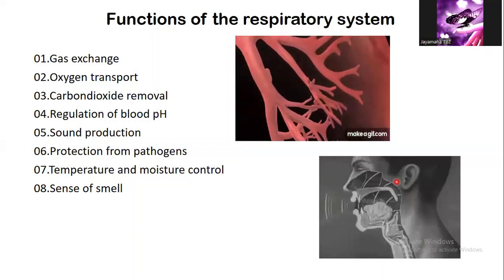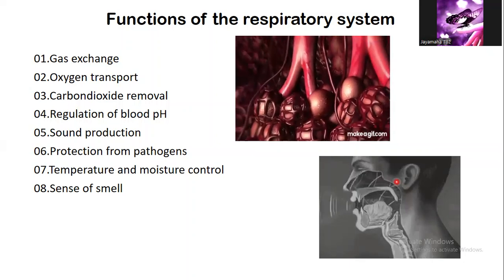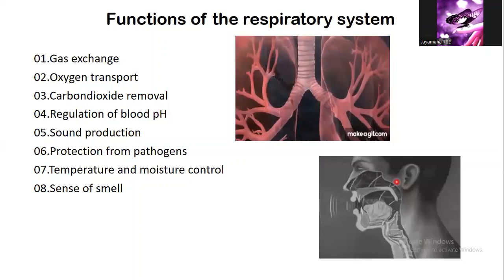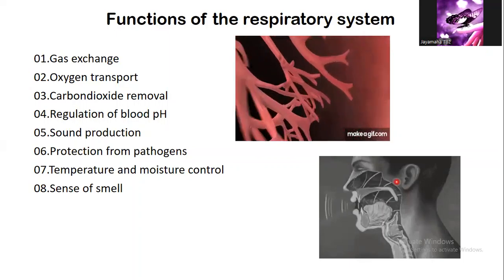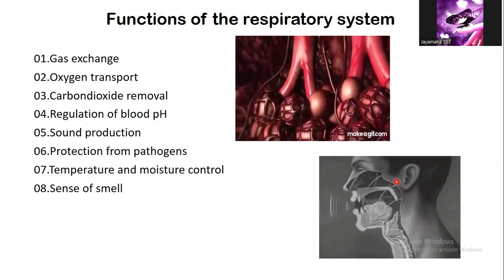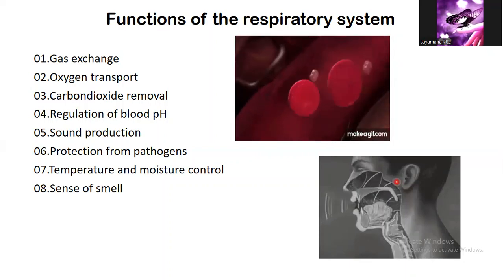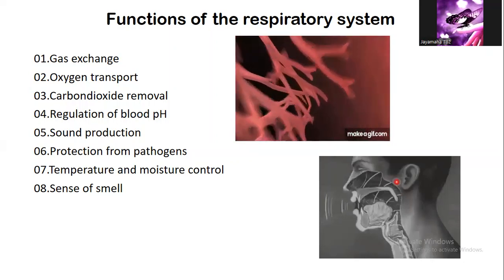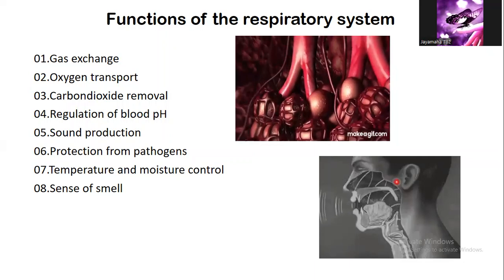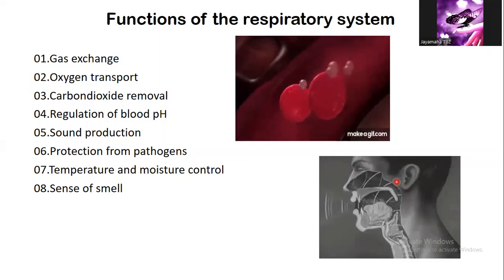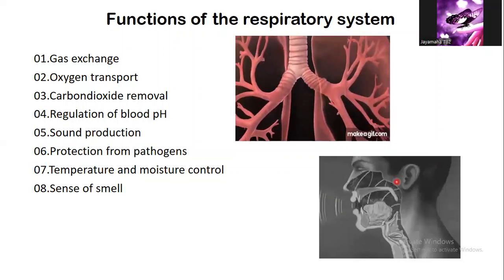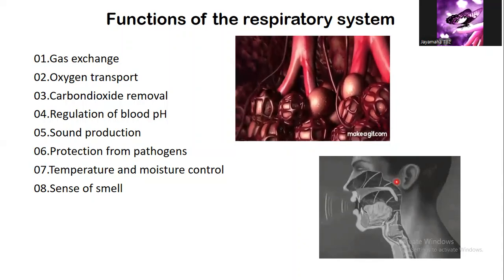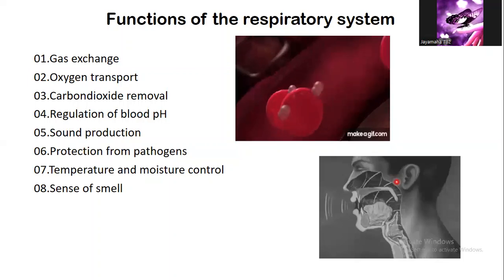The other one is the carbon dioxide removal. It means it expels carbon dioxide as a product of metabolism, preventing toxic buildup. The other one is the regulation of blood pH. By controlling the carbon dioxide levels, the respiratory system helps maintain the acid-base balance in the body. The fifth one is sound production, or phonation. The larynx, the voice box, is responsible for enabling speech and vocalization.